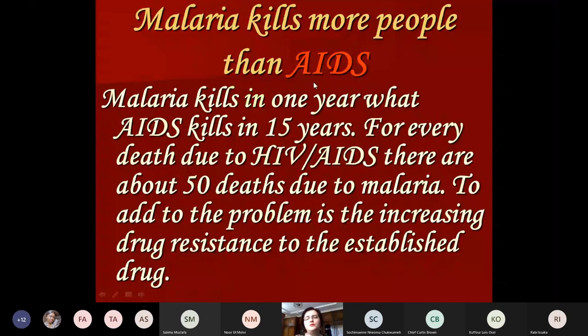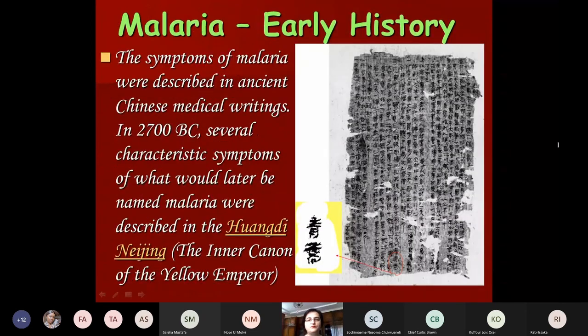Malaria kills more people than AIDS. Malaria kills in 1 year what AIDS killed in 15 years. For every death due to HIV, there are about 50 deaths due to malaria. To add to the problem is the increase in drug resistance to the established drugs.